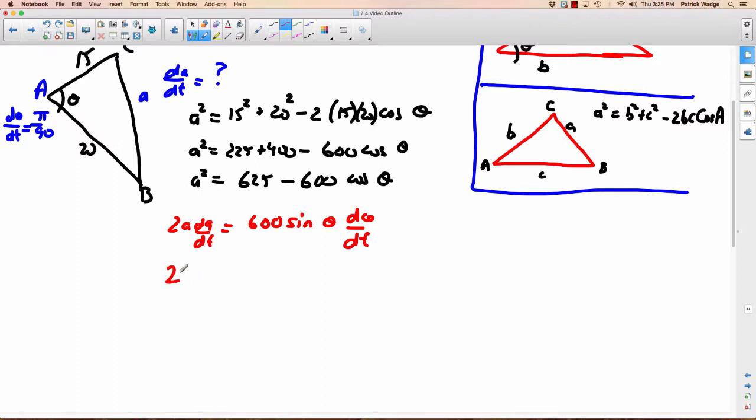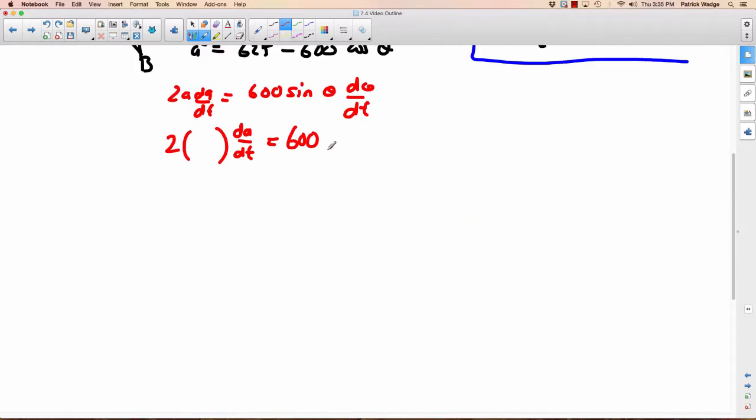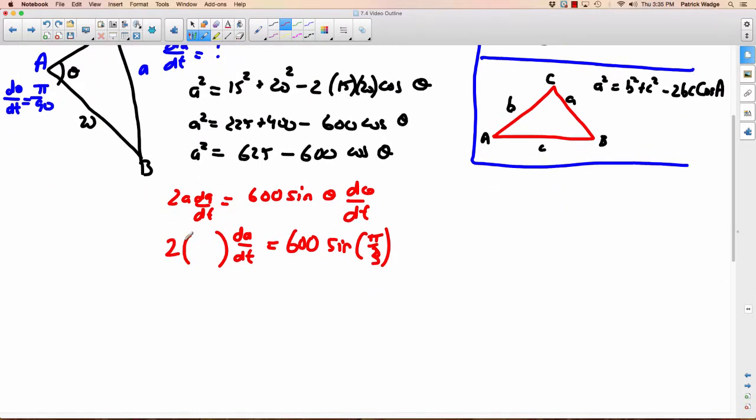We know 2a, we don't actually know, so I'm going to leave a space here. dA/dt we also don't know, and that's the thing we're trying to figure out, so that's going to be our only unknown. 600 sine theta. Well, it tells us we're interested when the angle is pi over 3. So we want sine of pi over 3. And then d theta dt, I believe we have right here, pi over 90.